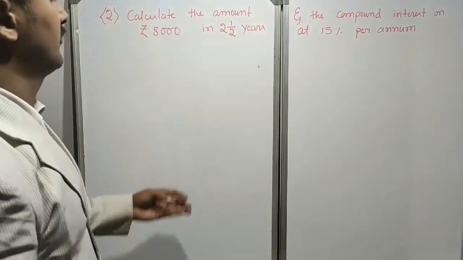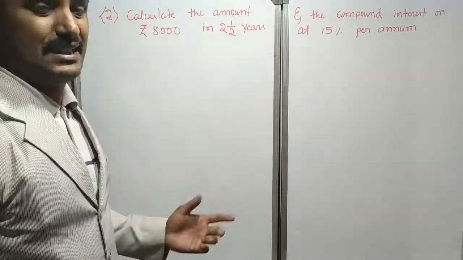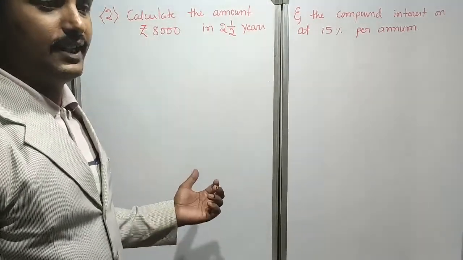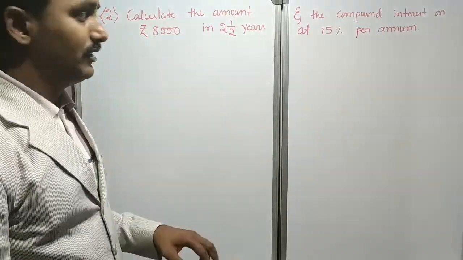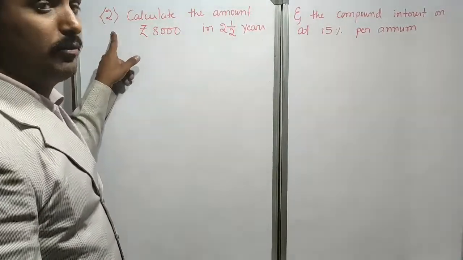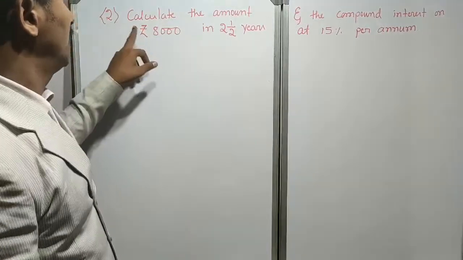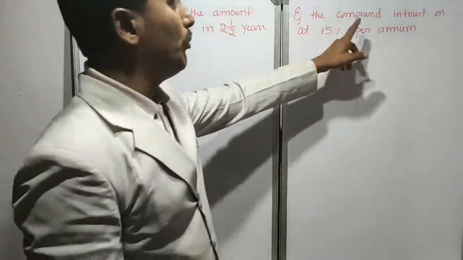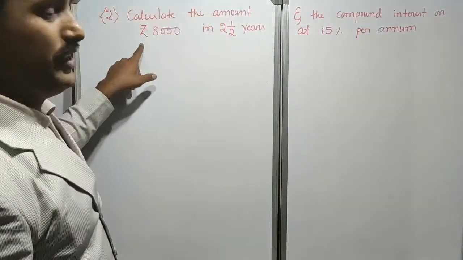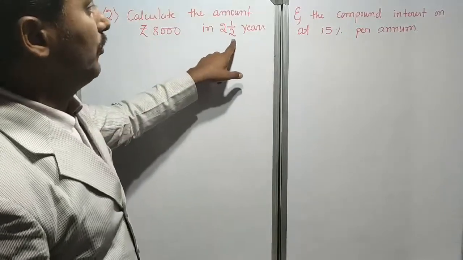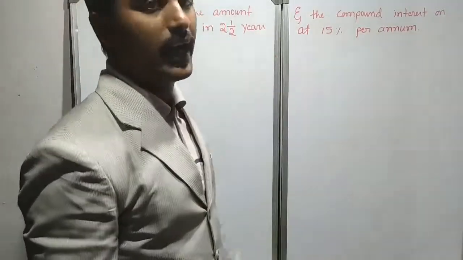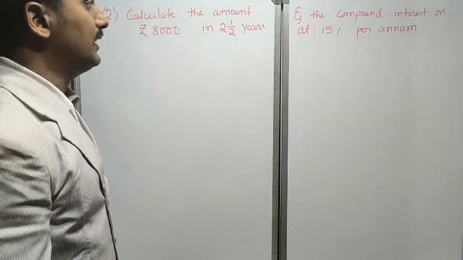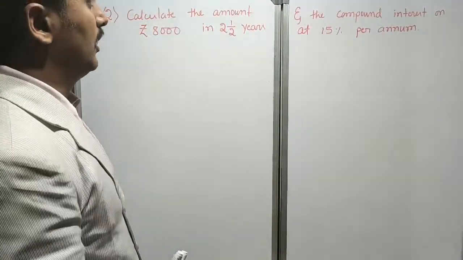Dear children, I am explaining now the compound interest without using the formula lesson. Exercise second problem, second sub question. Calculate the amount and compound interest on rupees 8,000 in 2.5 years at 15% per annum, dear children.